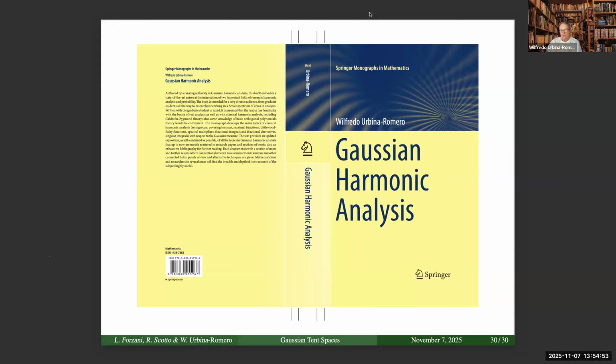So, for instance, in the case of the Fefferman-Stein area function, the correction was up here, right? And I only see the Gaussian harmonic analysis textbook on the screen. Oh, is that so? No, let me fix it. What about now? Oh, now I see. Yeah. Okay.